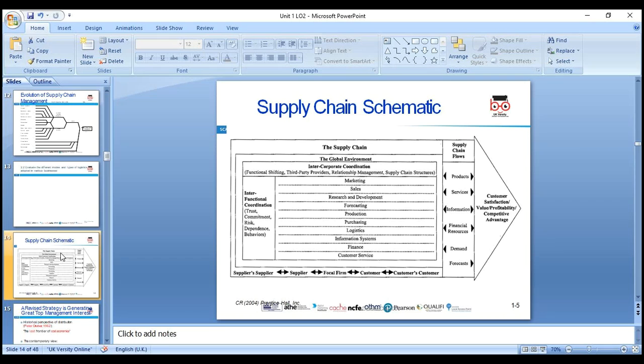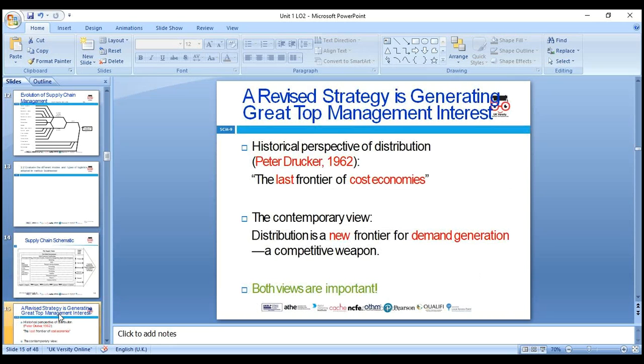Interfunctional coordination needs to be improved: trust, commitment, risk, dependencies, and behavior. We can look around marketing and various department coordination and the supply chain flow of product, services, information, financial resources, and demand. We can forecast sales through the marketing and sales departments, and carry on regularly reviewing customer satisfaction, value, profit, and competitive advantage. If we have those, we can sustain.